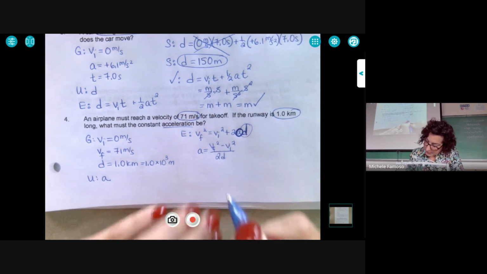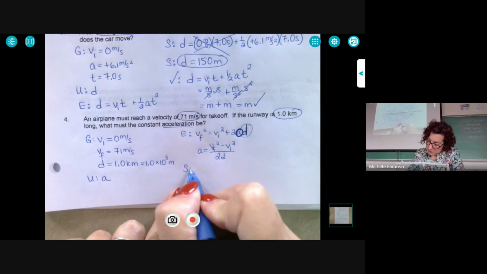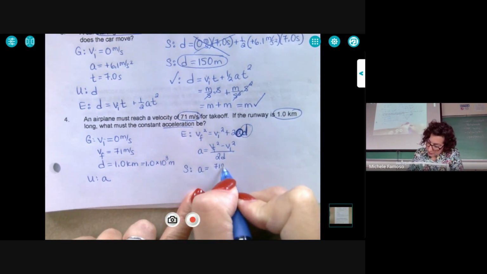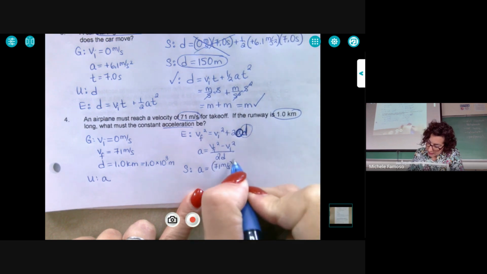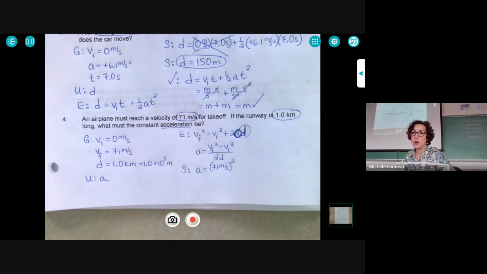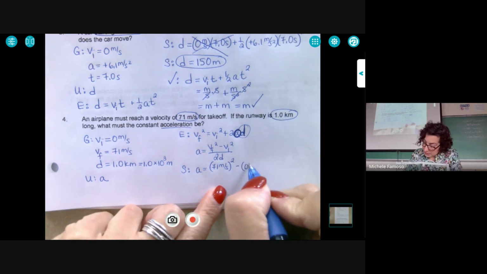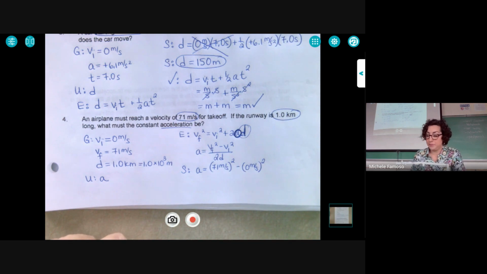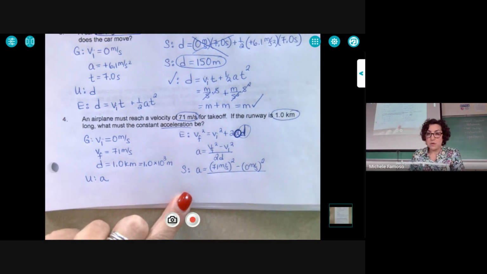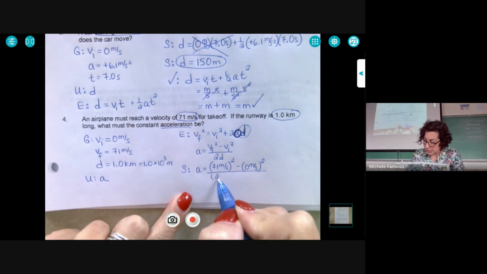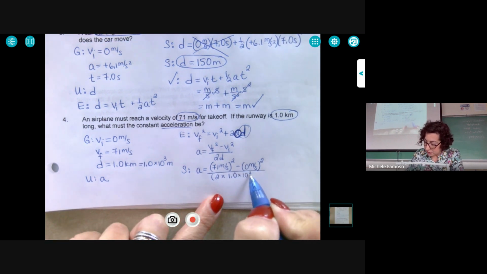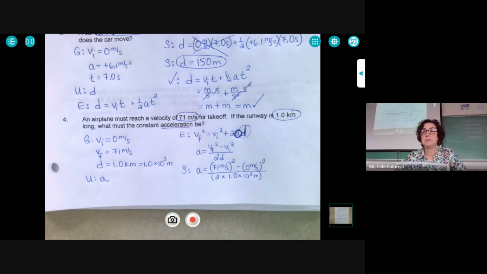Excellent. Now we're going to do our substitution with units. So A equals 71 meters per second. That quantity gets squared. Minus 0 meters per second. And that quantity gets squared. All over the quantity 2 times 1.0 times 10 to the 3 meters.